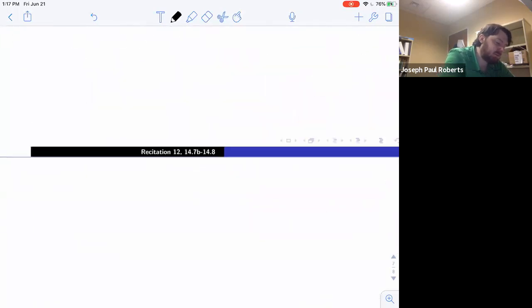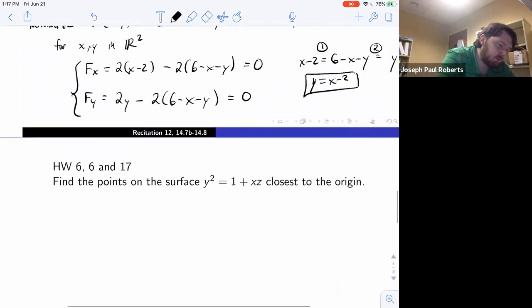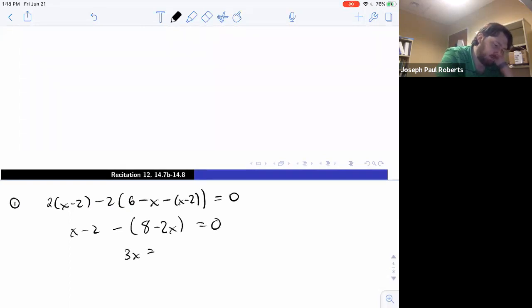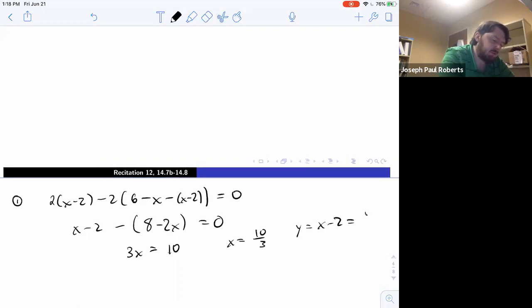So let's plug y equals x minus 2 back into equation 1. We get 2 times (x minus 2) minus 2 times (6 minus x minus y), where we said y was x minus 2, equals 0. So x minus 2 minus 8 minus 2x equals 0. So 3x equals 10. X is 10/3. And then y was x minus 2, which is going to be 4/3.